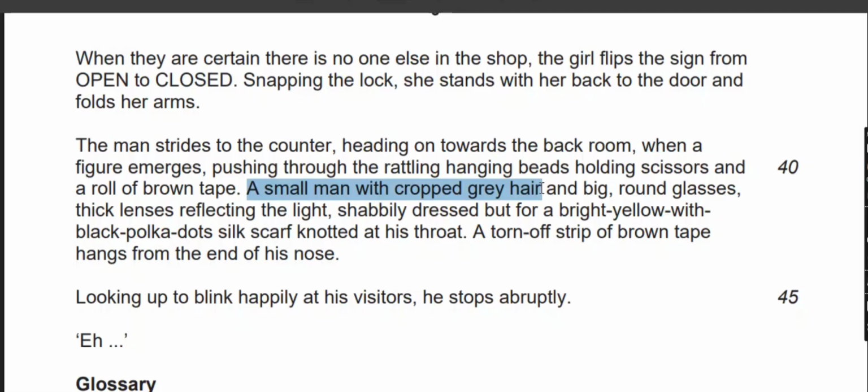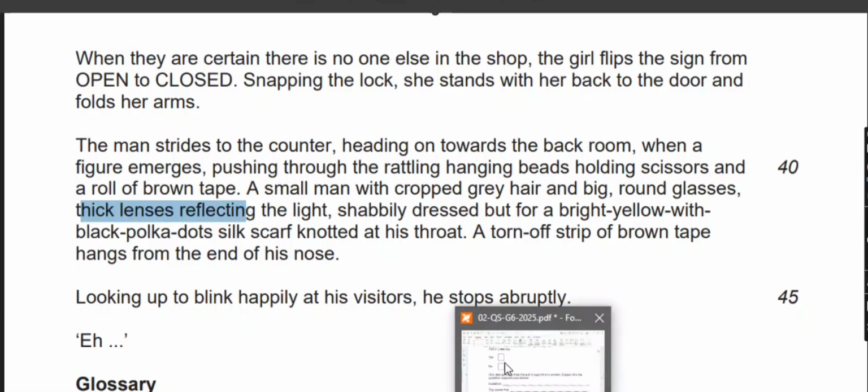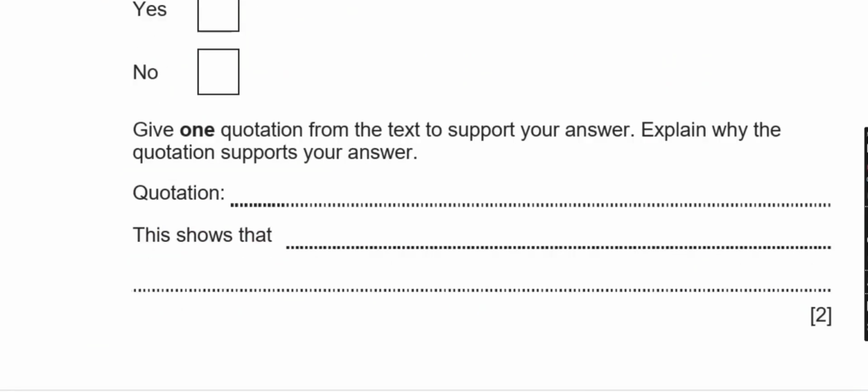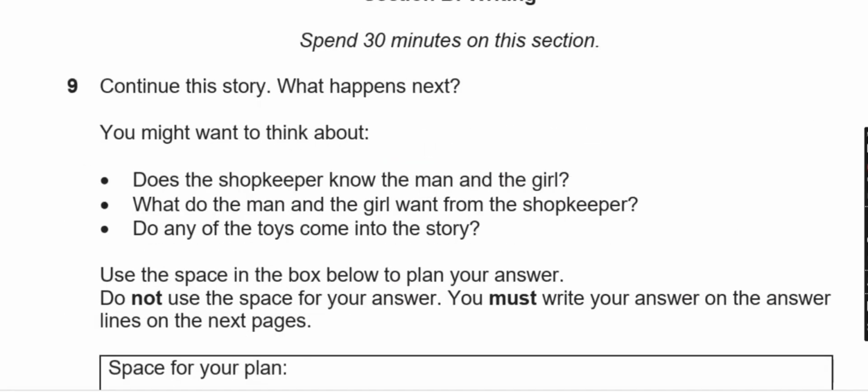Okay, and you can take this one, thick lens reflecting the light, as a quotation for proving that he's scary, or someone you should feel afraid of, you know. Done. So small man to show he's normal, and thick lens reflection to show that he's not normal. Okay, our situation is a bit weird. Next. So everything is possible, even the impossible. Next. We're done. Thank God.